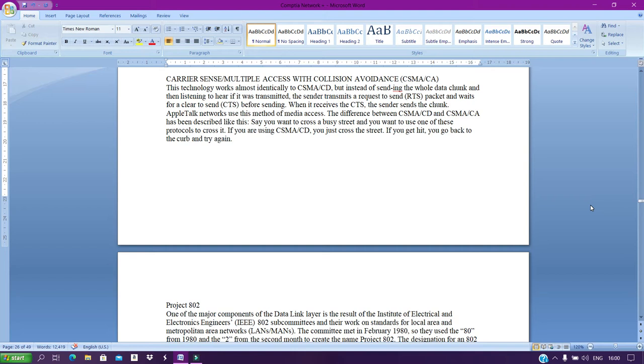The difference between CSMA-CD and CSMA-CA has been described like this. Say you want to cross a busy street and you want to use one of these protocols to cross it. If you're using CSMA-CD, you just cross the street. If you get hit, you go back to the curb and try again.